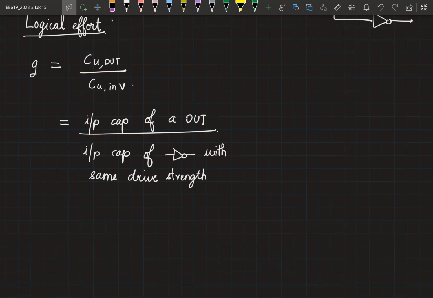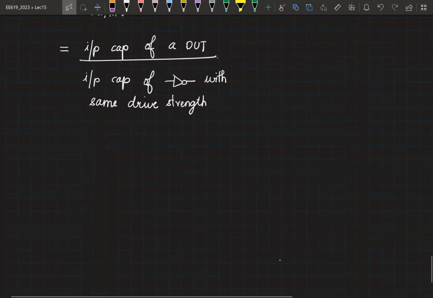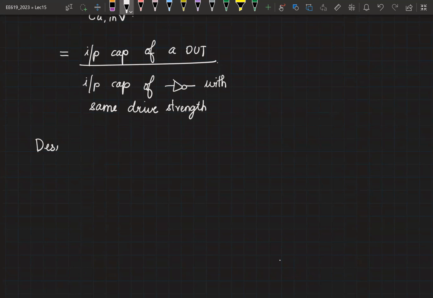And it is offering certain drive strength. Now, for any other logic gate you take with the same drive strength, that is going to offer a larger input capacitance to the previous stage. So this trade-off comes out very nicely in this logical effort term. Let me give you a particular example to make this clear. So let's say I take two designs, design 1 and design 2.